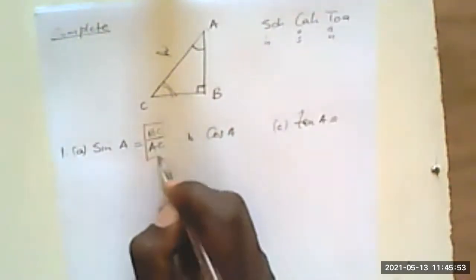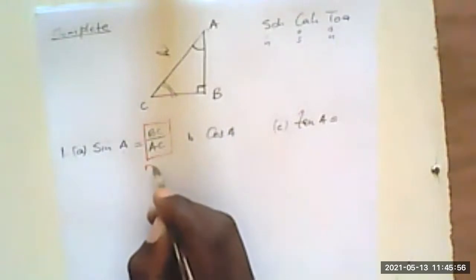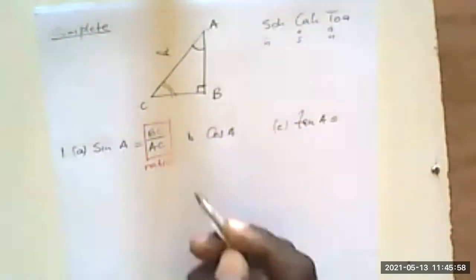This is called a ratio. Now, sin A is a ratio. That is why we call this a trigonometric ratio.